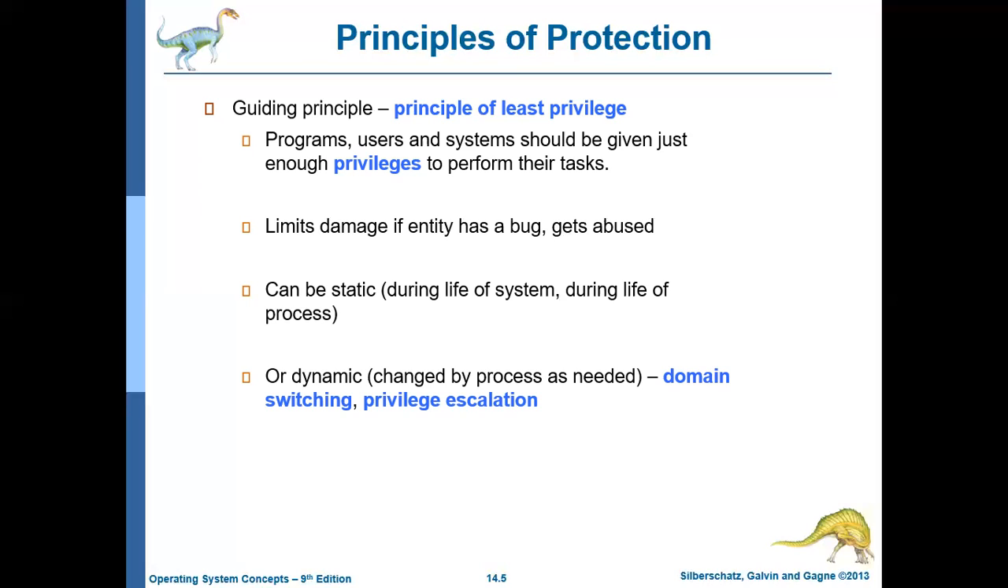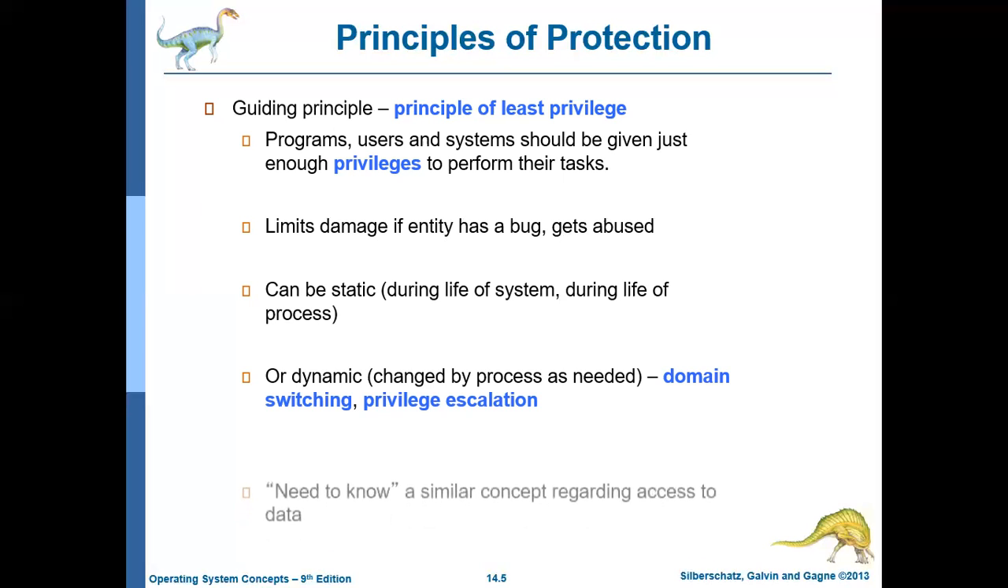Dynamic privileges can be achieved either through domain switching or privilege escalation. Domain switching we'll discuss sometime later. Privilege escalation means, say a particular process is allowed to perform a read operation on a particular file, but later the same process also wants to perform a write operation. Then it should place a request to the operating system, and the operating system should check, and if the user is a valid, authorized user, then the privilege should be given. So the privilege is escalated from read to write.